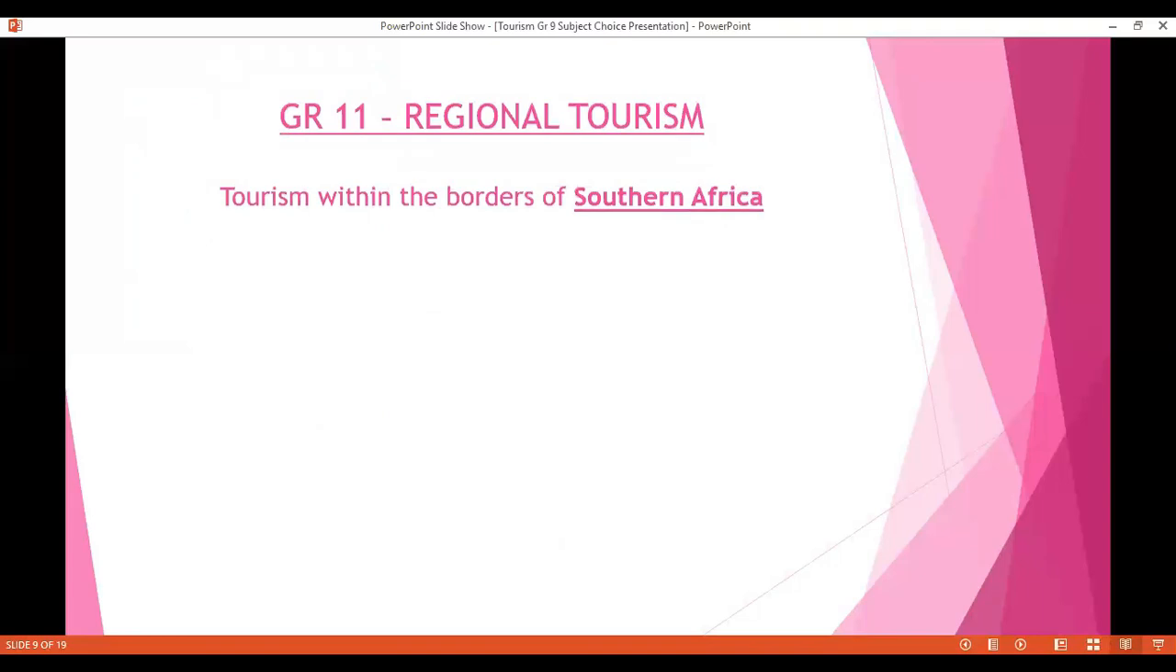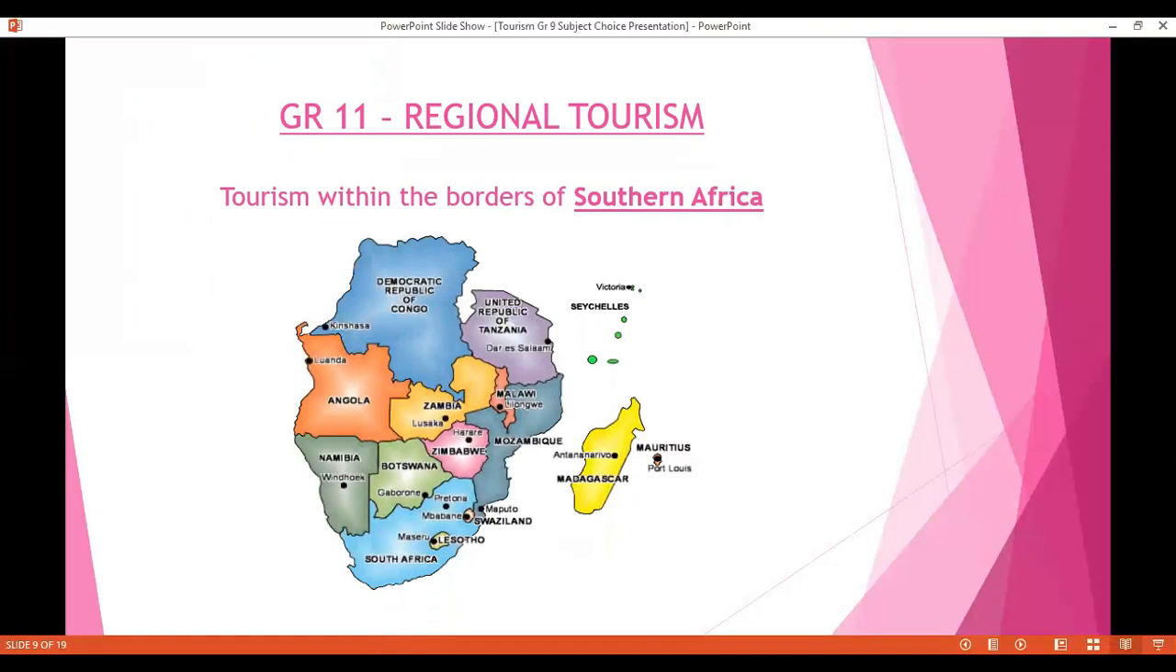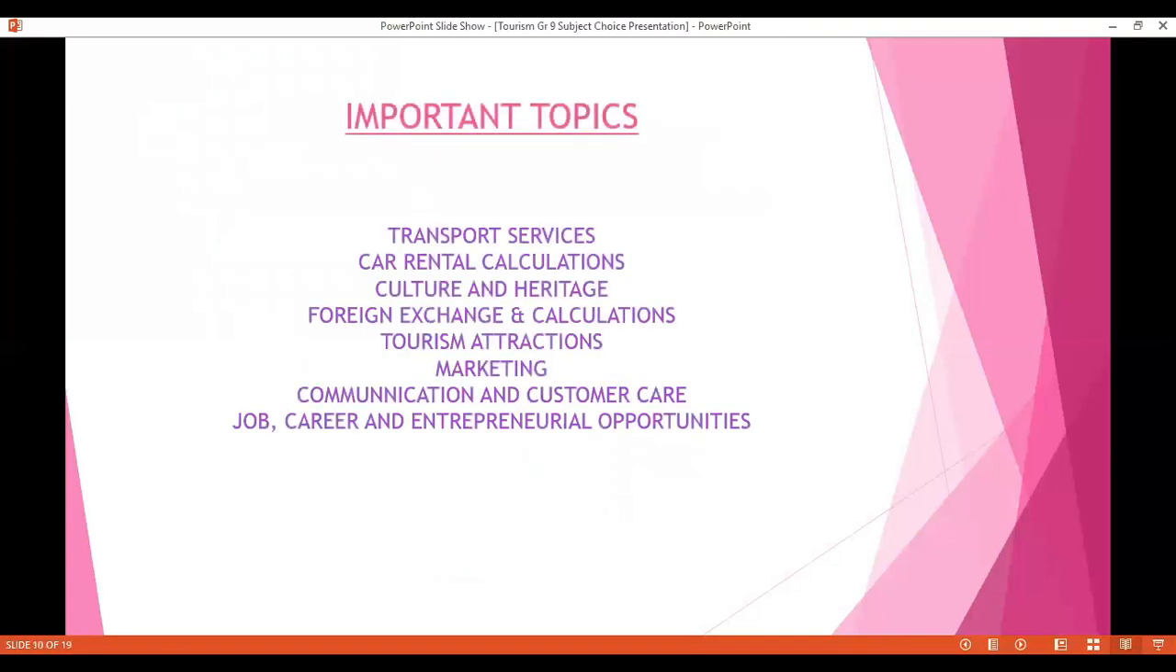Grade 11 tourism is regional tourism, meaning we deal with tourism within the borders of Southern Africa. So that includes South Africa and our neighboring countries. Important topics there, you will see some repeated, like I said, from grade 10, and we build on there and we move on to grade 12 as well.